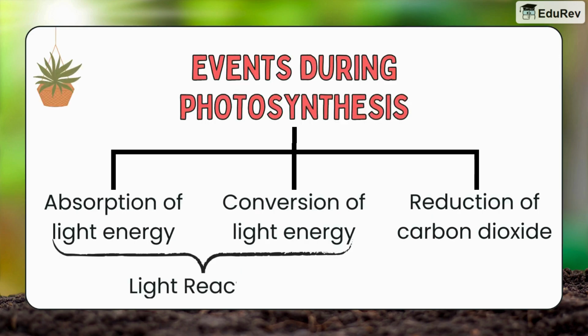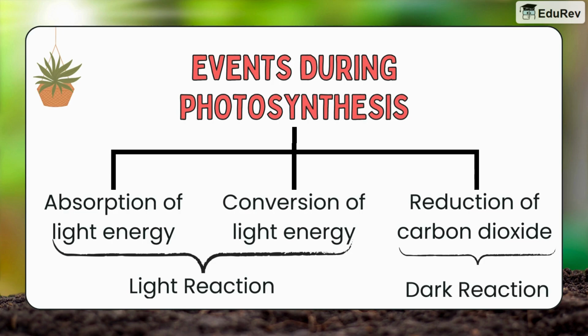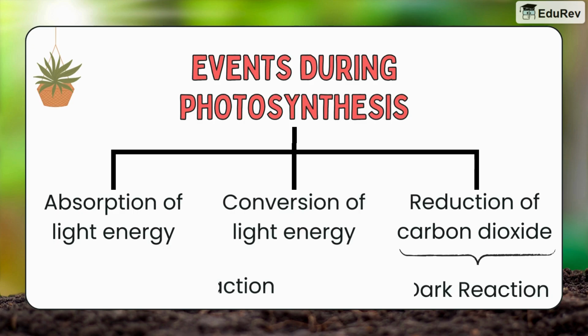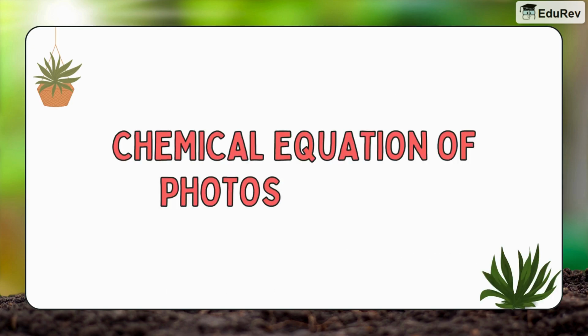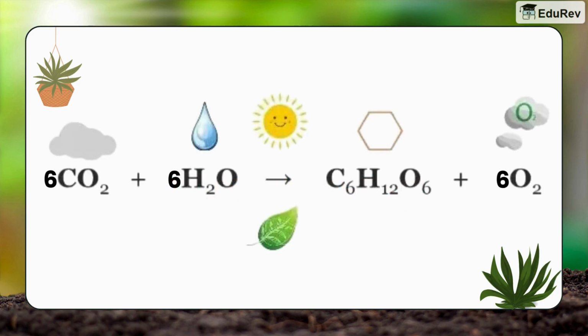The first two parts come under light reaction as they cannot be performed in the absence of light energy. Whereas the third part is a dark reaction as there is no need of light energy for this reaction to take place. The chemical equation to define the process of photosynthesis is 6CO2, which is carbon dioxide, plus 6H2O, water, which are broken down in the presence of sunlight and chlorophyll, explained before, to give C6H12O6, which is glucose, plus 6O2, which is oxygen.